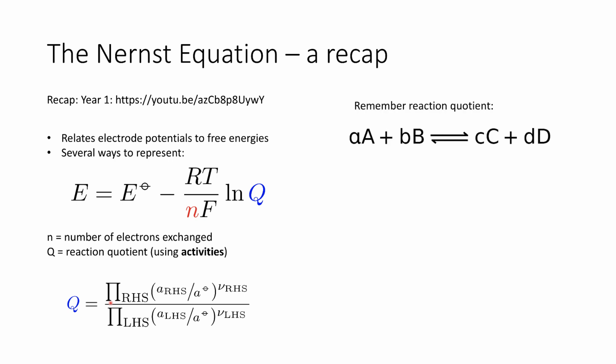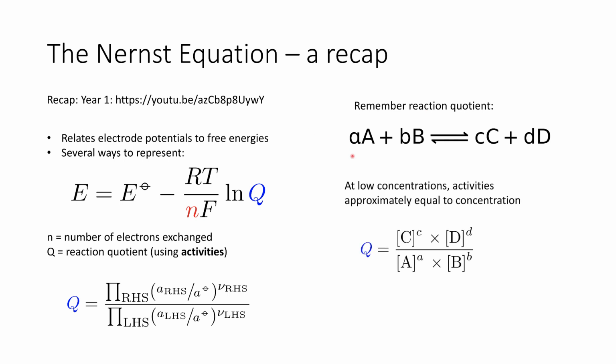So let's think about our reaction quotient here. If we have our general reaction, remember we have the products of the right-hand side divided by the products of the left-hand side, and at low concentrations, activities are approximately equal to concentration, so we can use this approximation. This doesn't tell the whole story, of course. We need to look at the half equations, those reduction half equations, to find the number of electrons that are being transferred. This allows us to establish the value of n and therefore use the Nernst equation.